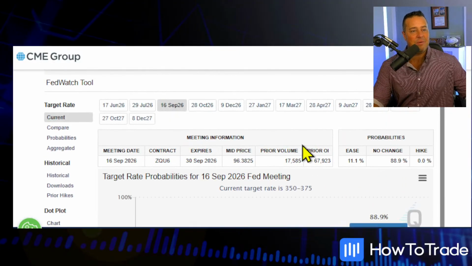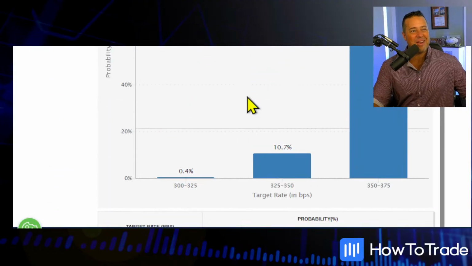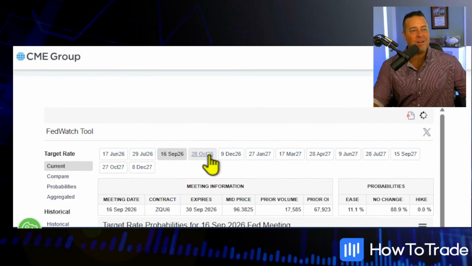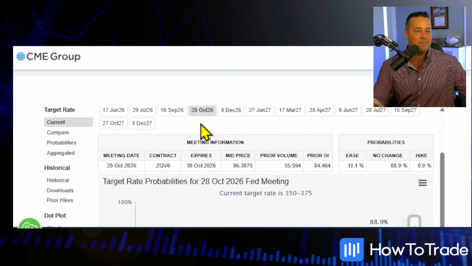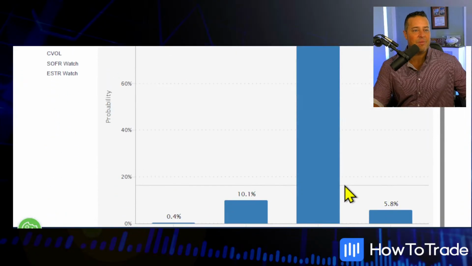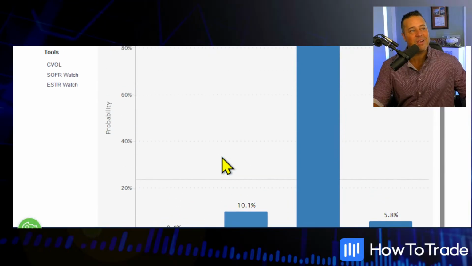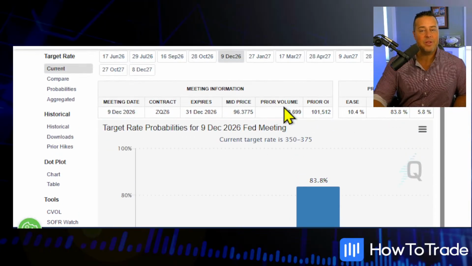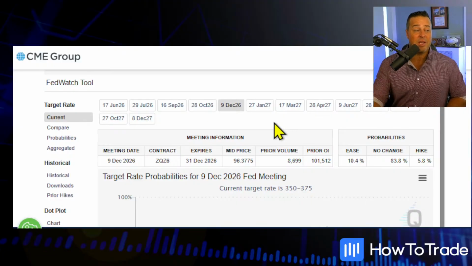How about September? Something like this, 88.9, about a 12% chance. How about October? About the same. How about December? That's really what we're looking for. Well, pretty good percent, 83% chance that you stay. Maybe a rate hike, maybe a rate cut. Nobody really knows right now. So we're basically betting. The markets are pricing that interest rates stay the same throughout the rest of this year. They don't believe Warsh is going to cut interest rates.